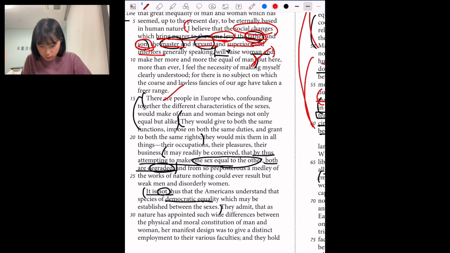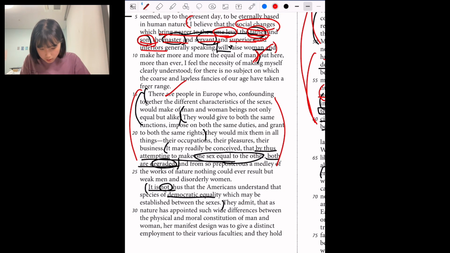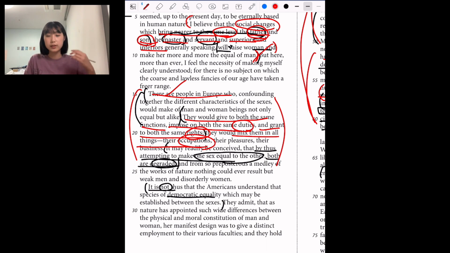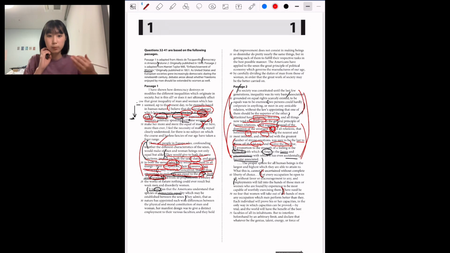So it's seen over here, and it's saying there are people in Europe who think that, and they would give to both the same functions, impose on both the same duties, and grant to both the same rights. They would mix all things. Their occupations here, it's a direct contrast, a conflicting attitude from passage 2, which says that they should be given the same occupation opportunities, and their pleasures, their business. It may readily be conceived, and by thus attempting to make one equal to another, both are degraded. So basically, it's saying that it's not healthy, it's not something that we want to do, giving equal occupations and equal opportunities to both man and woman.